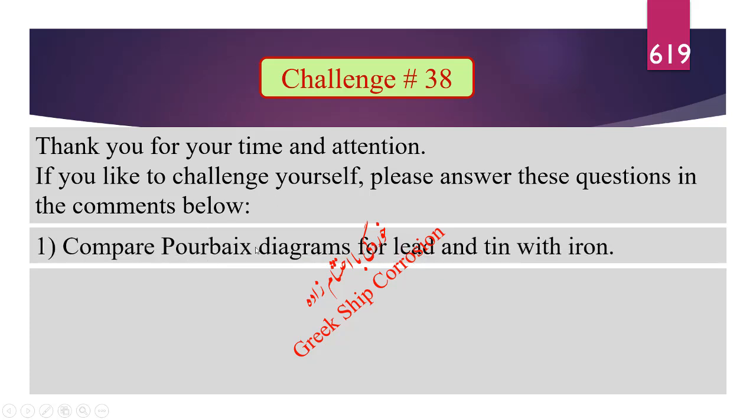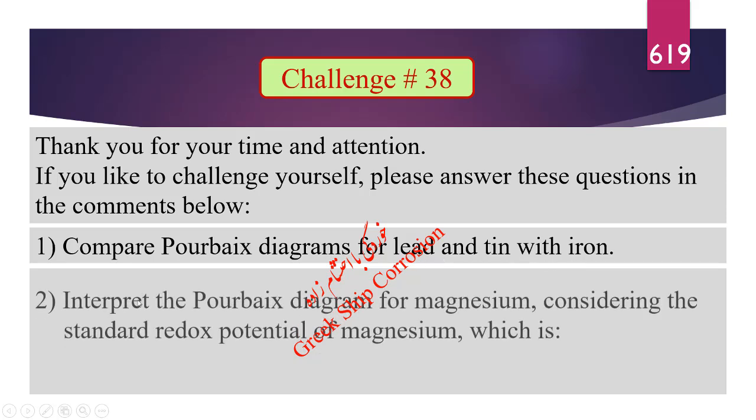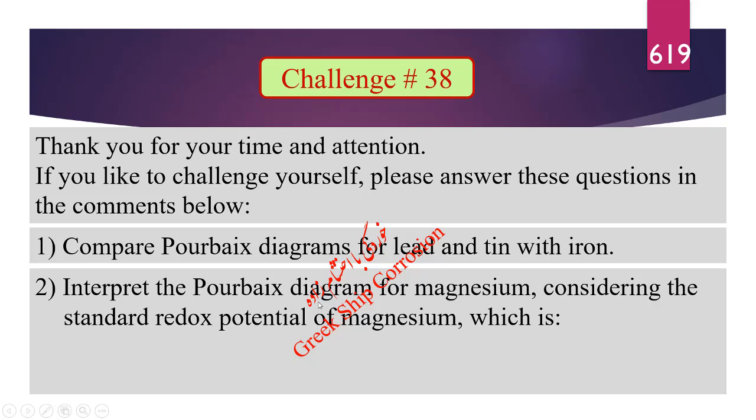1. Compare Pourbaix diagrams for lead and tin with iron. 2. Interpret the Pourbaix diagram for magnesium considering the standard redox potential of magnesium, which is Mg2+ + 2e- yields Mg, E0 equals negative 2.356 volts versus standard hydrogen electrode.